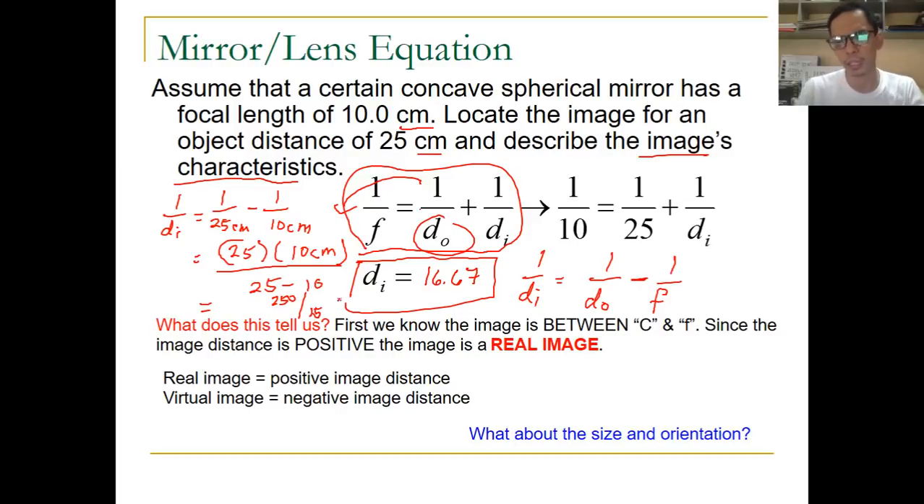So what does it mean? If the distance of the image is positive, then it is a real image. Later we will talk about some conventions in finding out the images formed in the mirror in this problem. Take note that real images always have positive image distance. The negative image distance is for the virtual images.